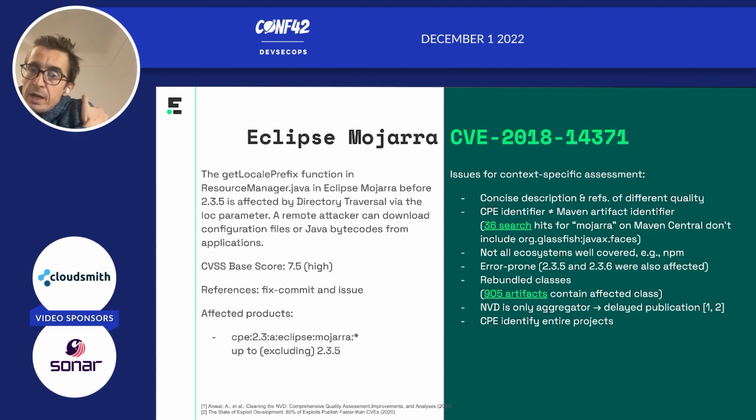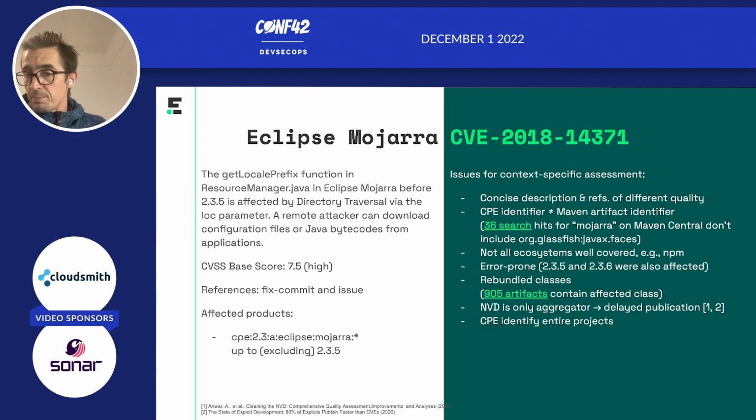Secondly, those CPE identifiers I've been mentioning do not really correspond to the Maven artifact identifiers. So here we have 2 different languages. The CPE identifiers talk about Eclipse Mojarra, but if you search for Eclipse Mojarra on Maven Central, you will find 36 search hits, but none of them is the actual artifact that contains the vulnerable code, which is org.glassfish javax.faces. And so this demonstrates the problem of mapping names given by people to each other in the hope to find the right match.